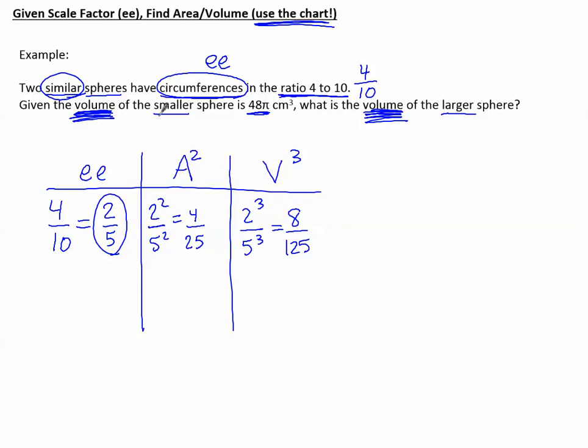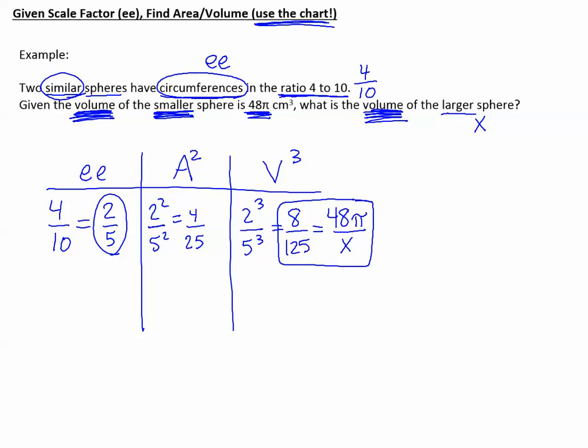I want to focus on the volume column. Given the volume of the smaller sphere, so the smaller one is 48 pi. Where is the smaller number? It's on top. So we're going to make a proportion with the 8 over 125 by setting this equal to 48 pi. Remember, because it's the smaller one, it goes where the smaller number is. Smaller's on top, bigger's on the bottom in this particular ratio. What is the volume of the larger sphere? I don't know that one. Let's call that x. So x in the denominator.